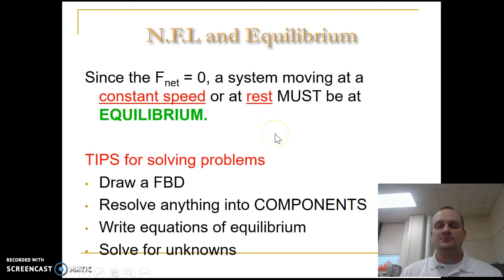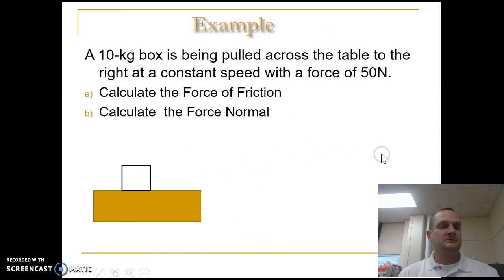Some tips for some of these problems. Always draw a free body diagram. Any forces that you have that are at angles, you're going to want to resolve those into x and y components. Then write the equations of equilibrium. The equation of equilibrium just says the sum of all the forces in the x direction needs to equal 0. The sum of all the forces in the y direction equals 0. And then you're going to solve for your unknowns.